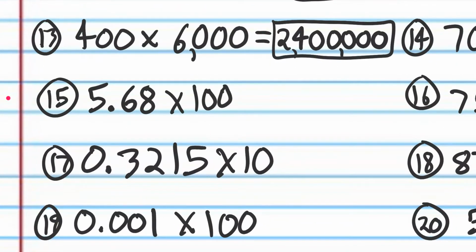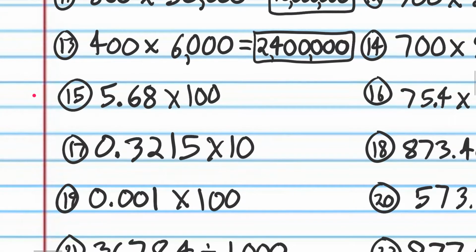So here's the principle. Whenever you multiply a decimal by a power of 10, in this case 100, you just move that decimal to the right, however many zeros are in the power of 10. So that's 2 zeros, so you move the decimal 2 places. So that becomes 568. So again, that's an extremely important trick there that you can use. It's not really a trick, but it's just a tool that you can use to do calculations quickly.